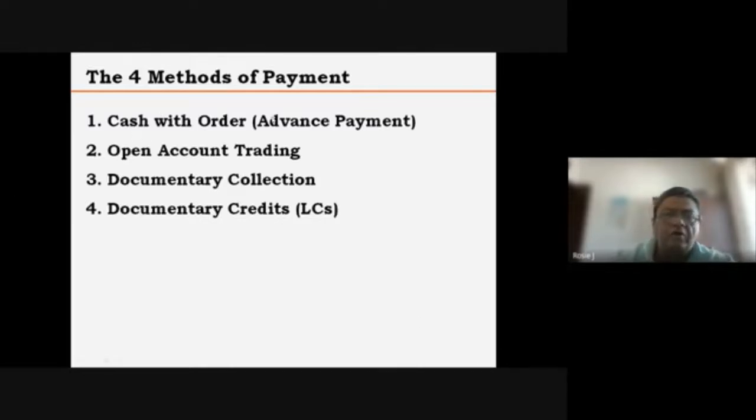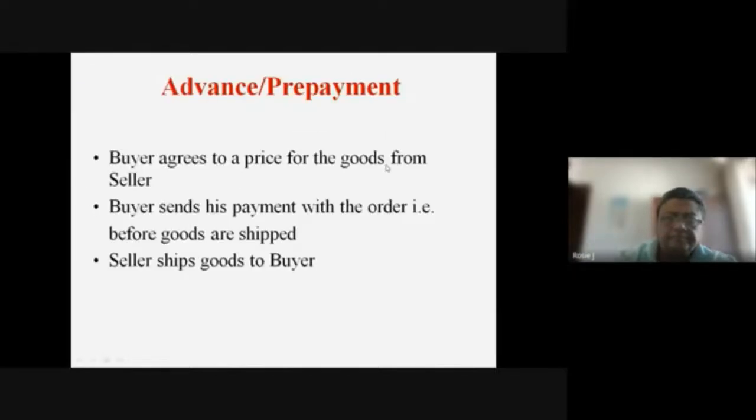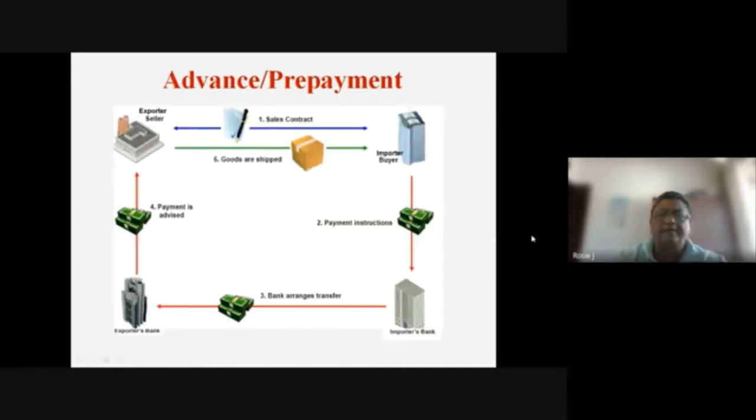First one, cash with order. What that means is, cash with order is also known as advance payment. Prepayment. The buyer agrees to the price of goods, and the buyer sends the payment with the order. So I'll explain it to you by way of a diagram so that it will be easy for you to follow. Right now, take for example, you can see this, right? Now there is an exporter, the seller, and an importer, the buyer.